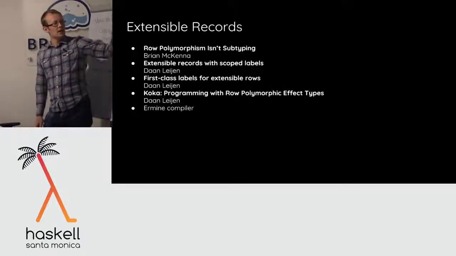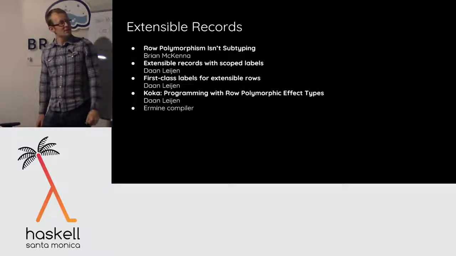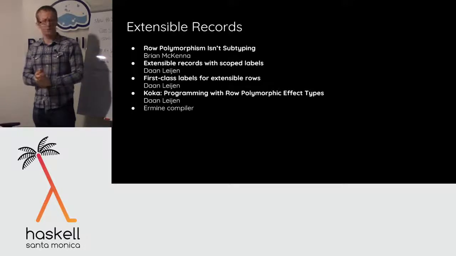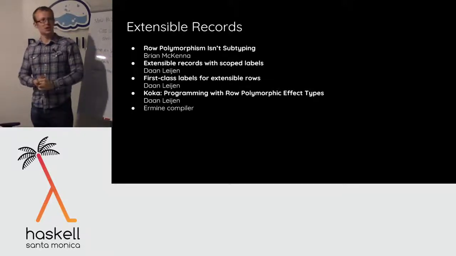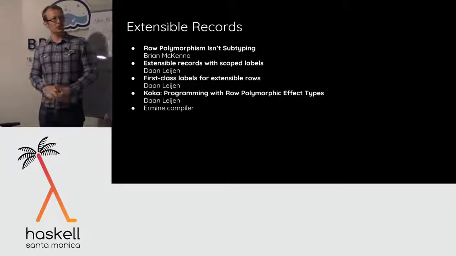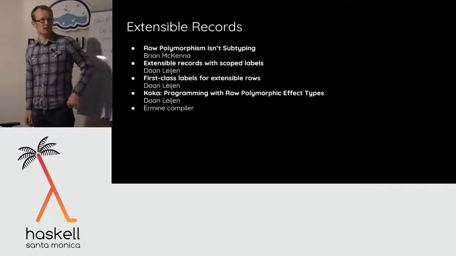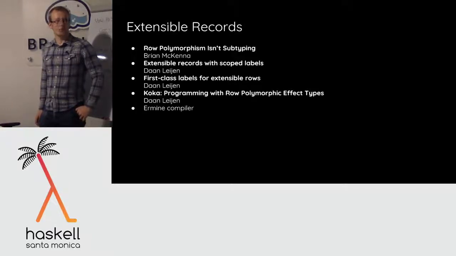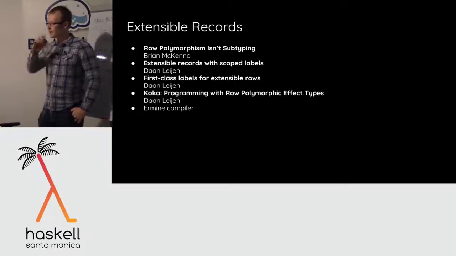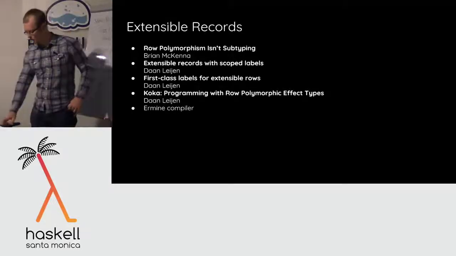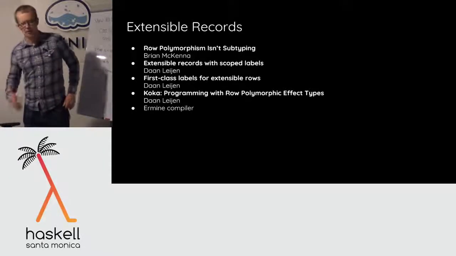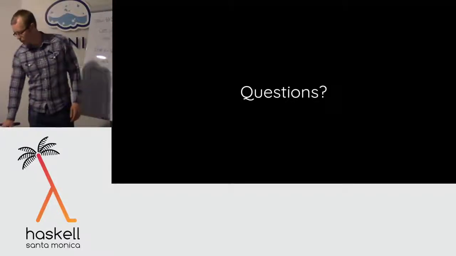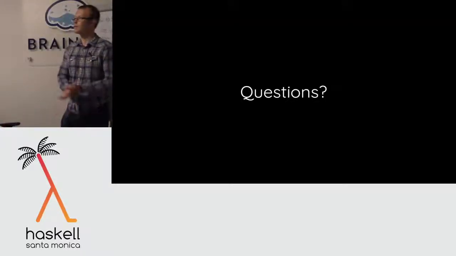And then Daan Leijen, I think is how you pronounce his name? Not sure, but from Microsoft Research has a bunch of interesting papers on extensible records with other interesting things like scoped labels, first class labels, and he also wrote the Koka programming language, which also has row polymorphic effect types, just like PureScript, but with different elaboration. And the Ermine compiler is also a great resource for row polymorphism. So that's it. Yeah, questions?